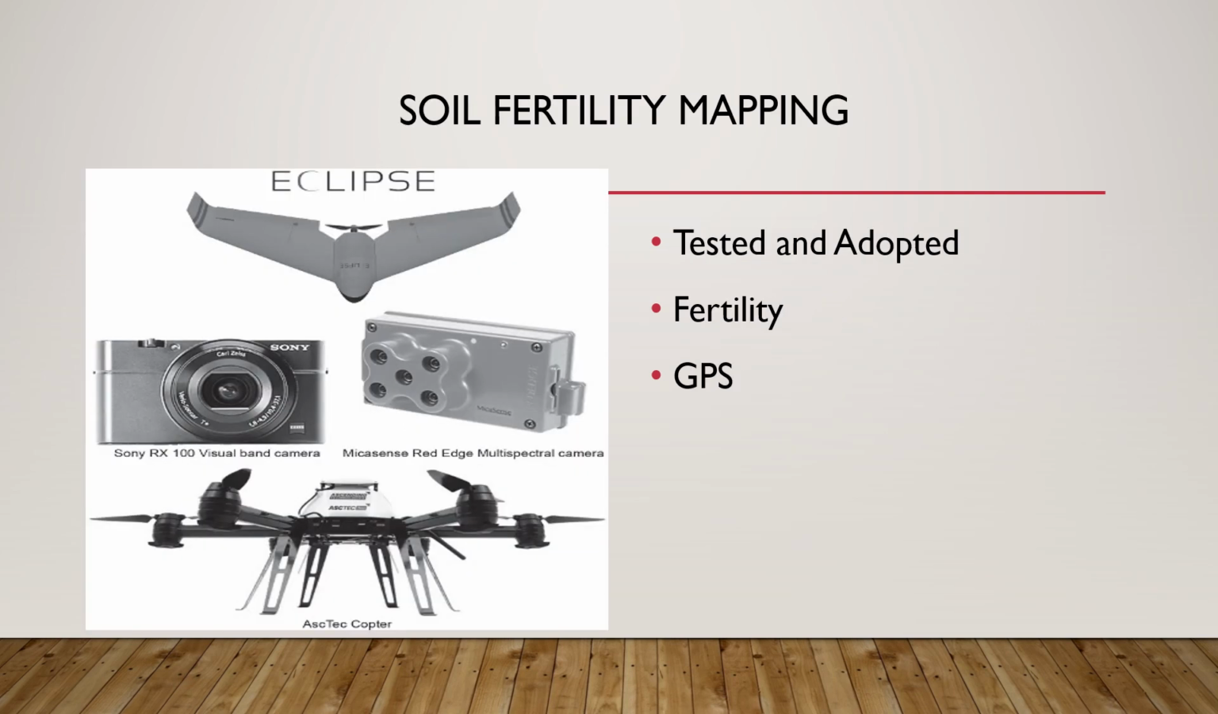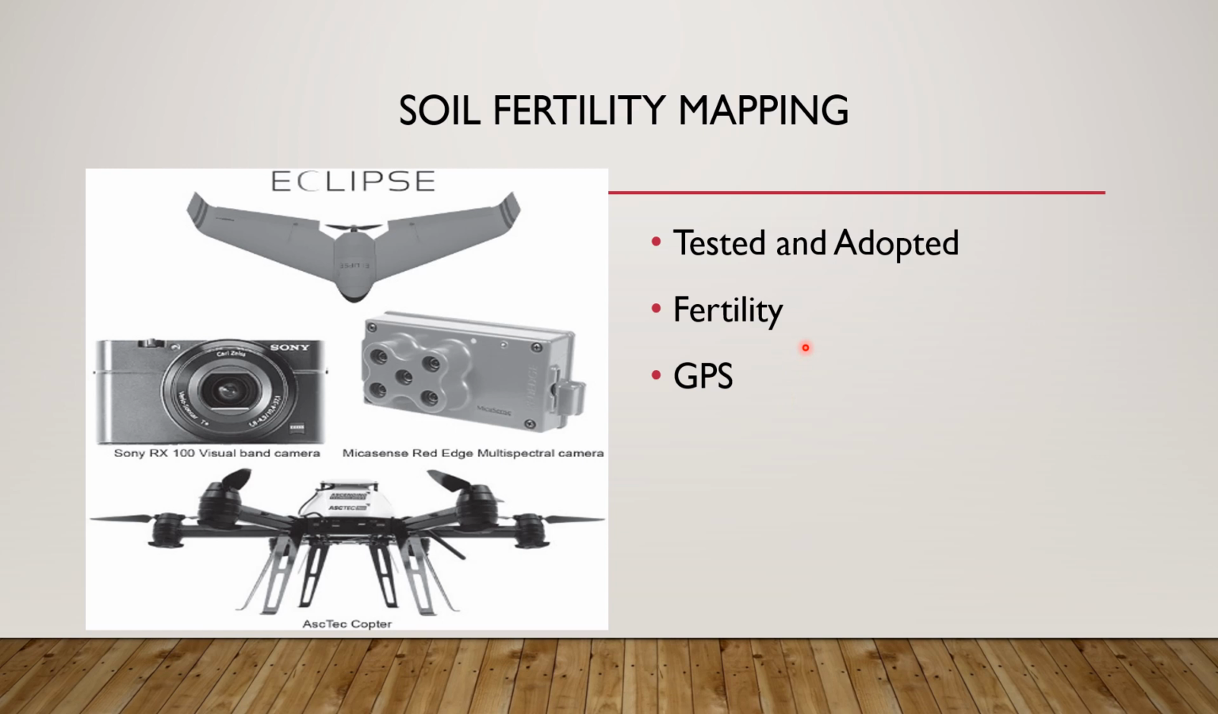In this picture, you can see the drones and sensors which are used to study agricultural soils. The first one is the Eclipse, then we have the cameras, and the last one is going to be the Aztec copter. Generally, these drones are tested and adopted to measure soil traits. The main focus is to assess the soil traits related to fertility.